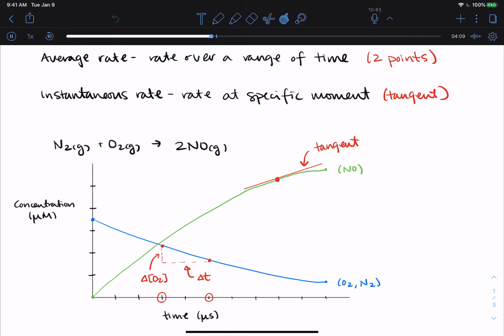So let's do an example that shows how we use some of this information in problem solving. I'm going to pause, get it written down, and be right back.